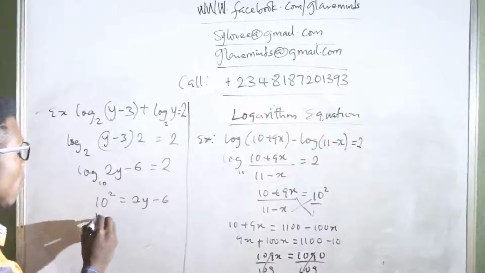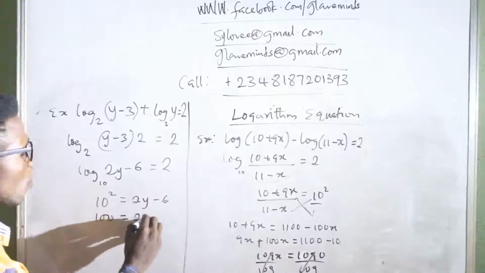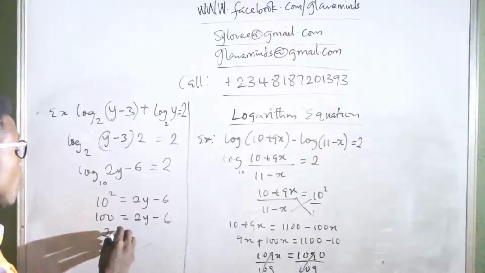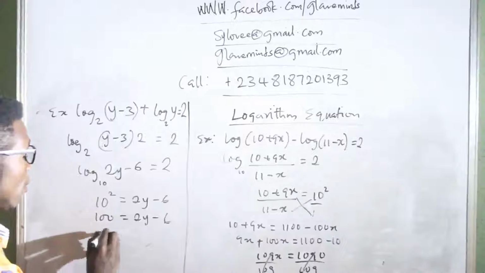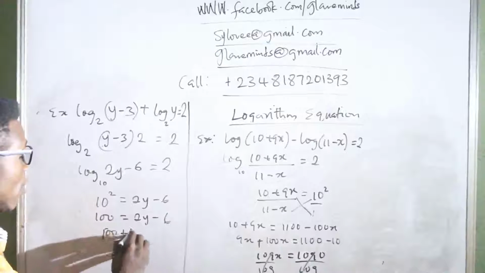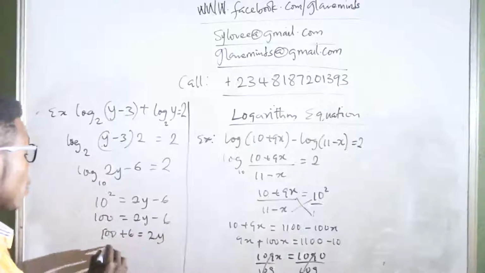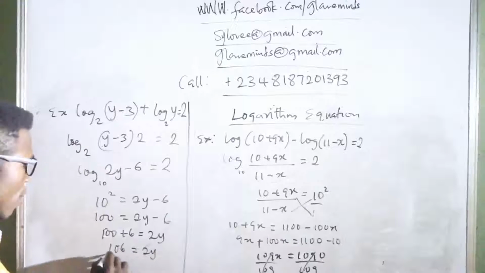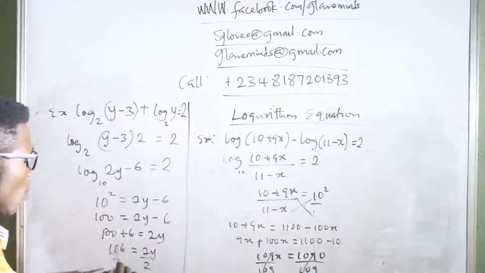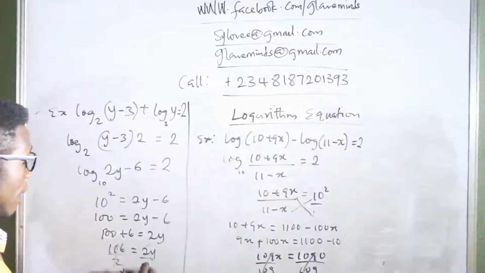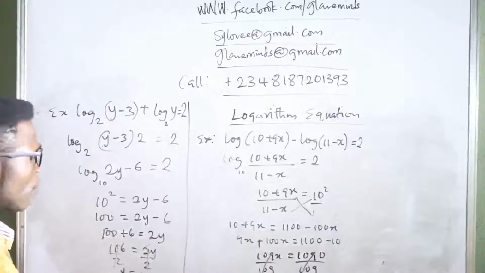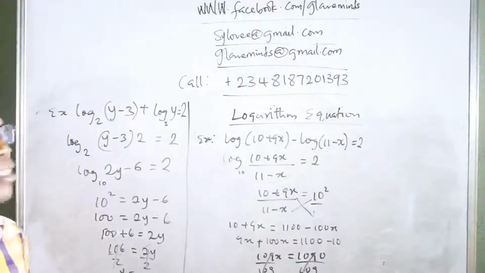Collect the like things. We have 100 equal to 2y minus 6, which is as good as writing 2y or 100 plus 6 equal to 2y. So we now have 106 equals 2y. Then we divide both sides by 2. By so doing, we're going to get y equal to 53. Pretty simple, right? Y equal to 53.